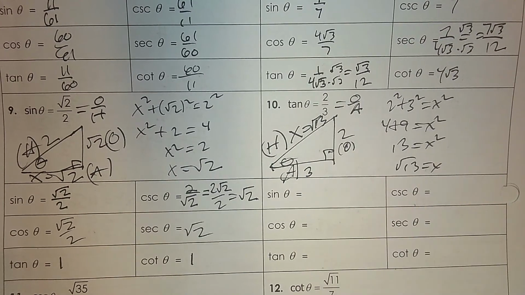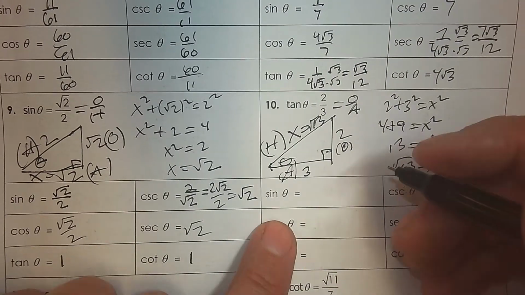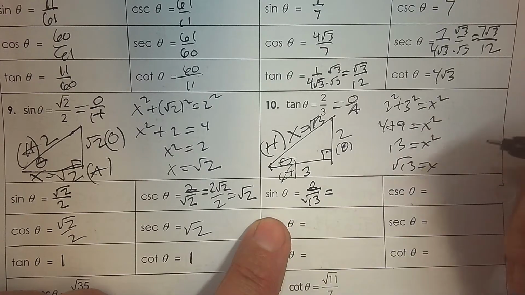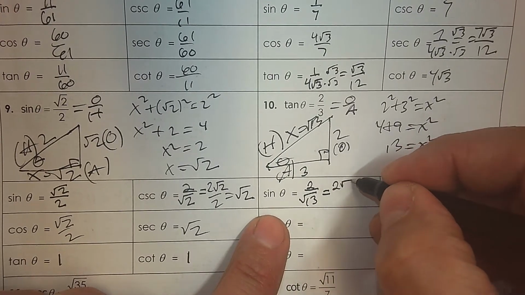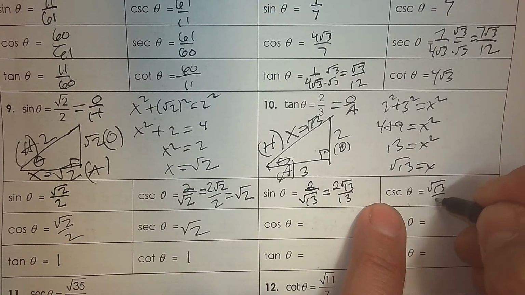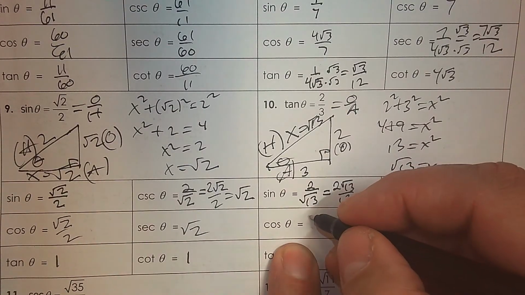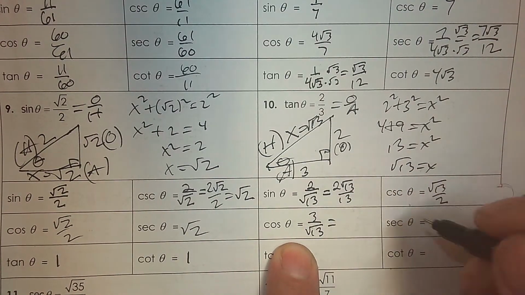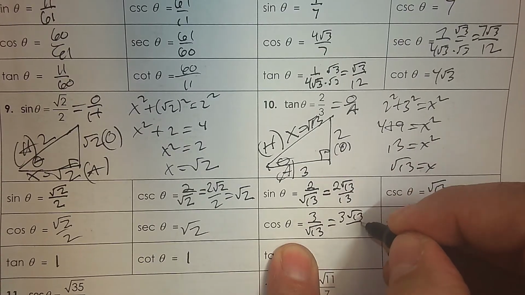And then use those numbers. So sine is opposite over hypotenuse, multiplied by root 13 top and bottom. Cosecant is just root 13 over 2. Cosine is 3 over root 13, multiplied by root 13 top and bottom.